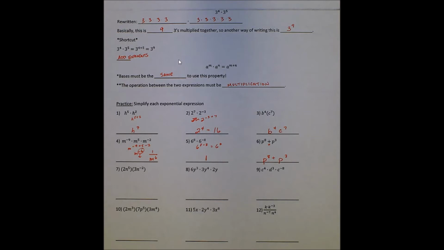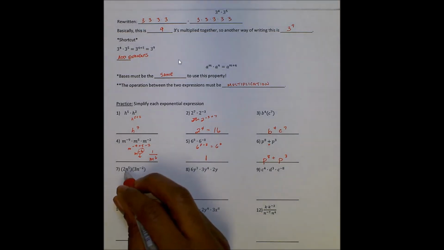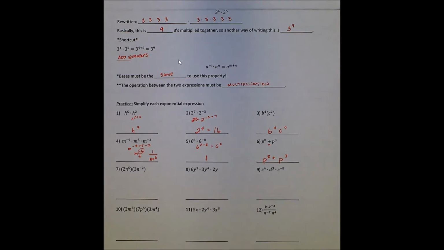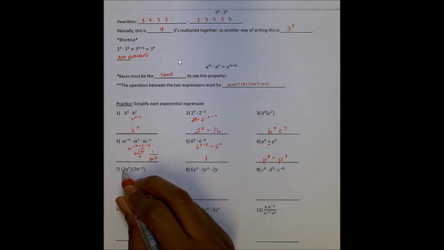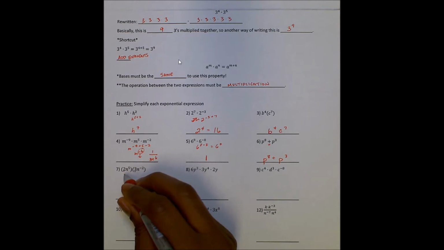Alright, let's step up the complexity just a little bit here. Number 7, we have 2 to the 5th times 3 to the negative 2nd. Here what I want you to do, just like we did when we were multiplying scientific notation, is group this in a way that's going to be beneficial for us. The way that helps us the most is to put numbers that are alike together.